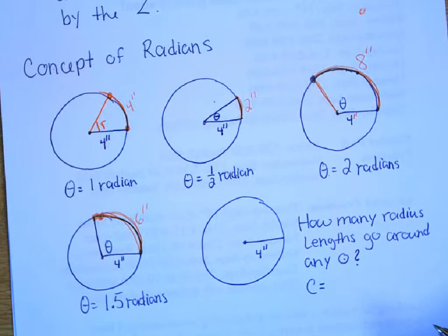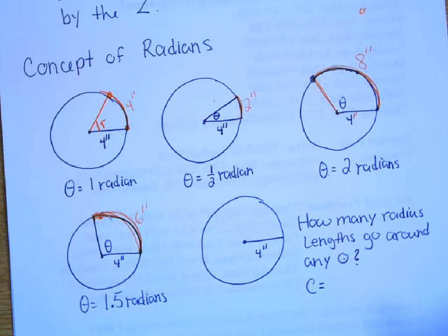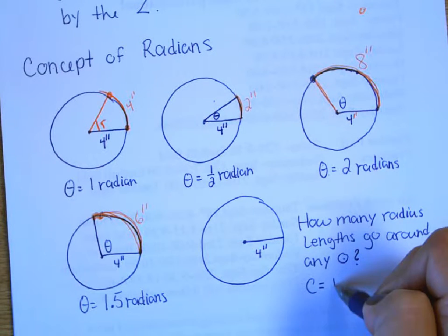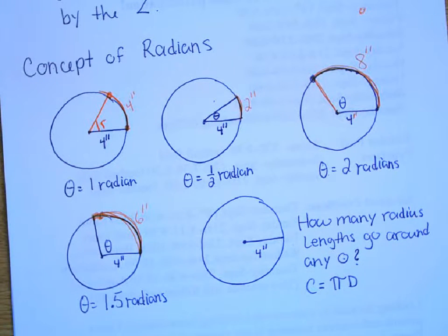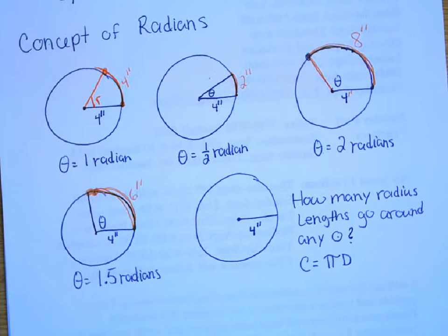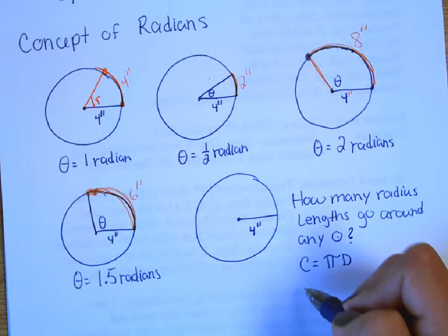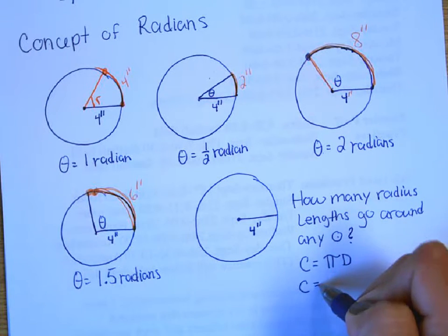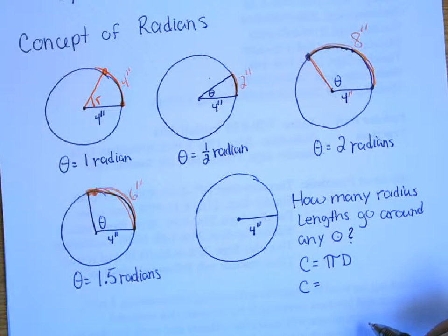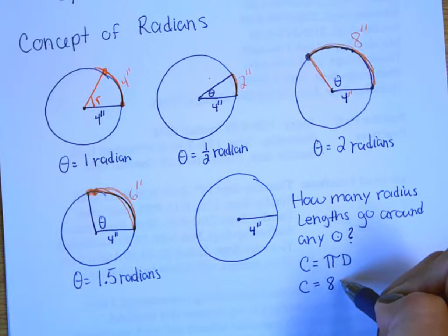C equals pi r squared. That's area. Pi times... It's something with the diameter. Pi times diameter. Yep. So, if my radius is 4, let's apply it to this circle. What's the circumference of my circle here? It's pi times 8. It's 8 pi.